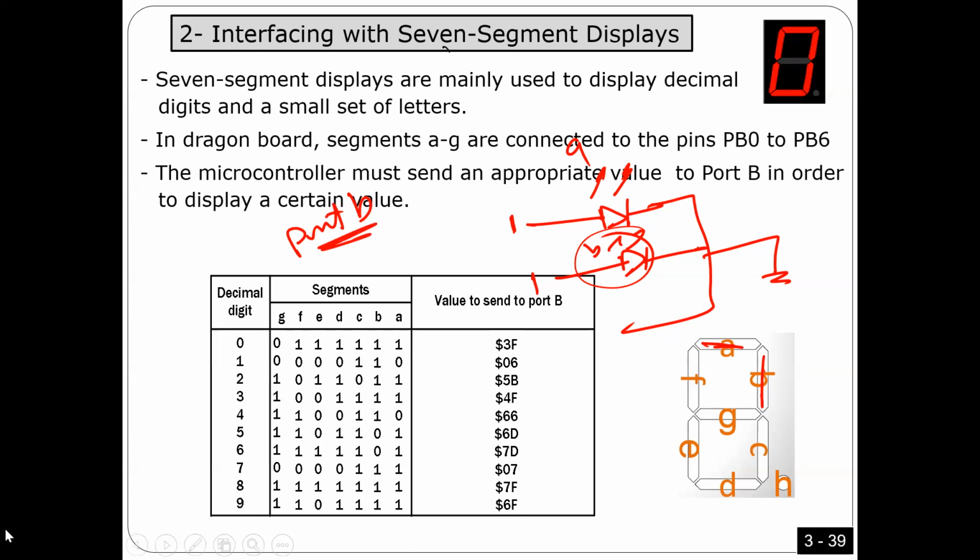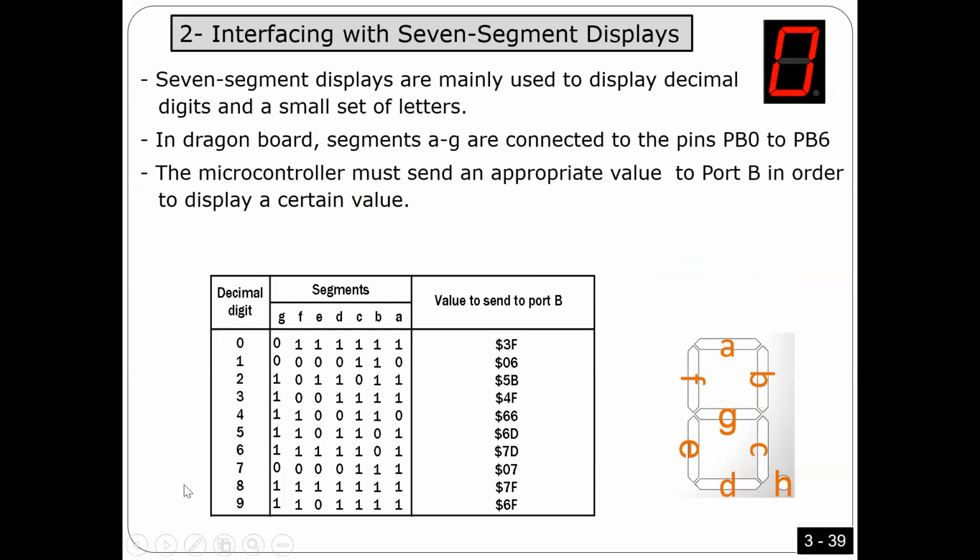So for example, this one is connected to PB0, PB1, and so on. Very simple. If you want to turn this one on, I have to put 1 here. If I want to turn this one off, I have to put 0 here, and so on. Is that okay? So make it very simple.